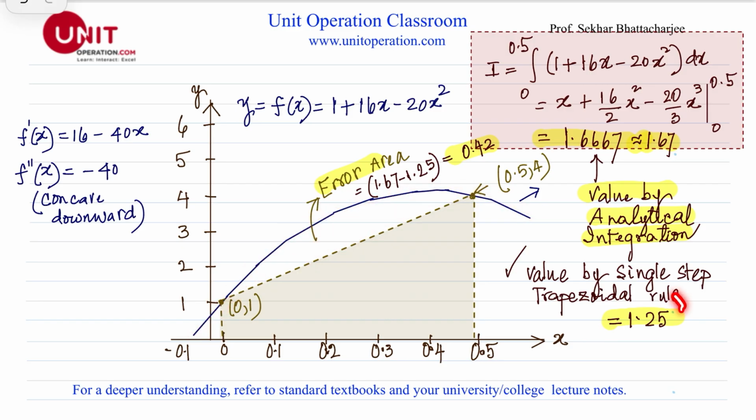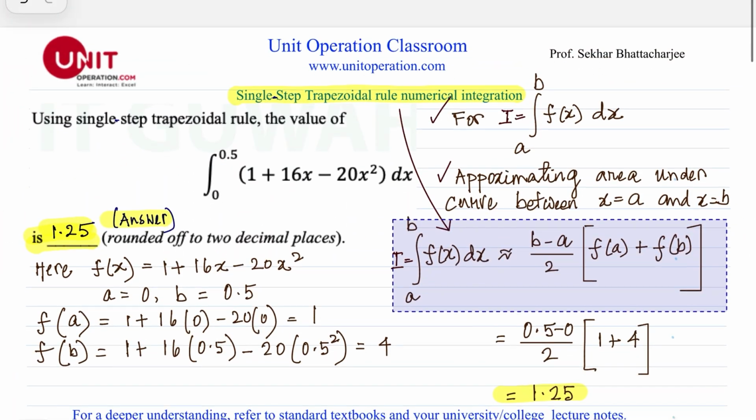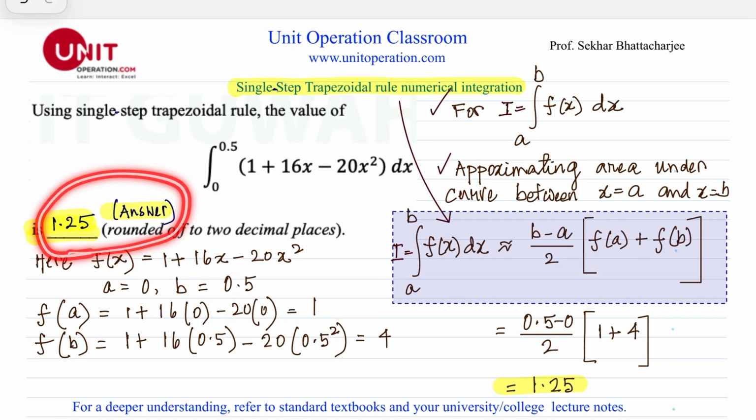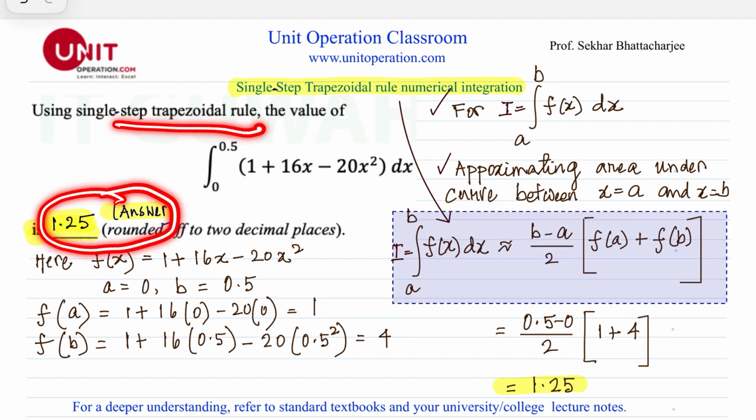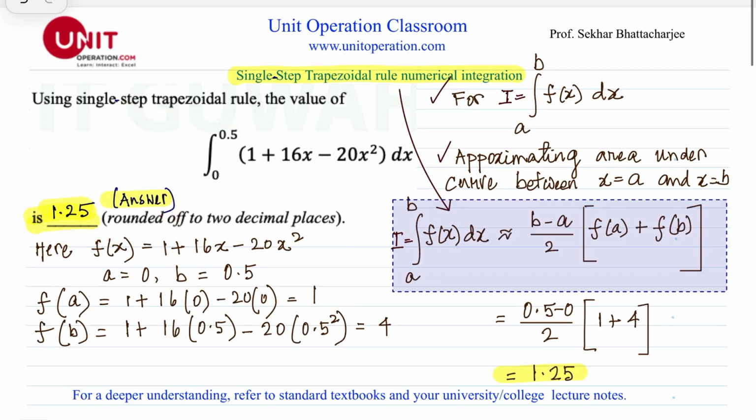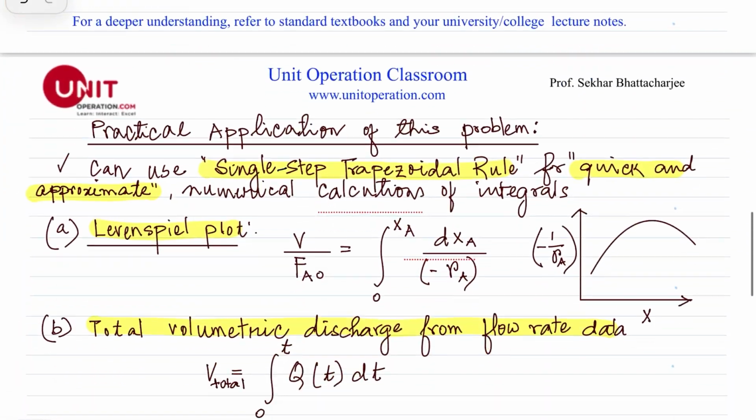So anyway, the answer to this problem is 1.25. If we had done the actual analytical integration, this value of I would have been 1.67. But if we use the single step trapezoidal rule, the value of the integral is found to be 1.25. So this is just an approximation. Why is this approximation used?